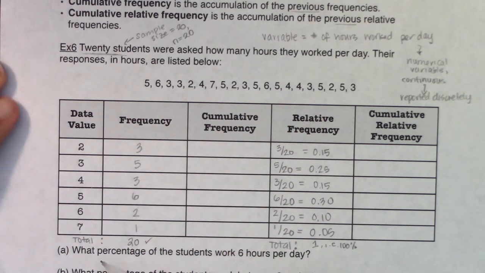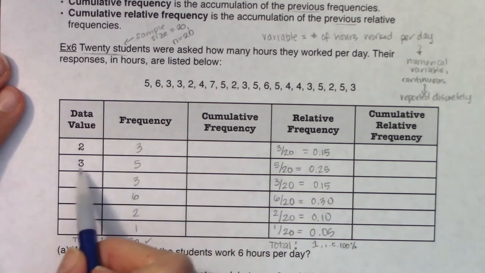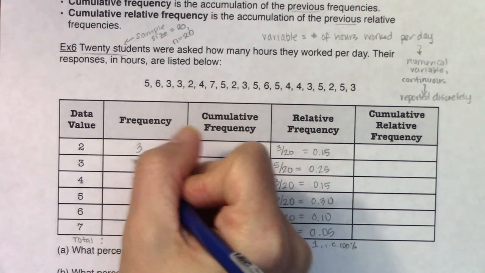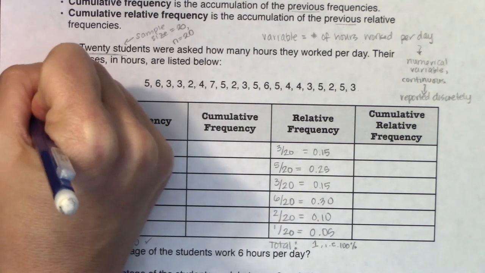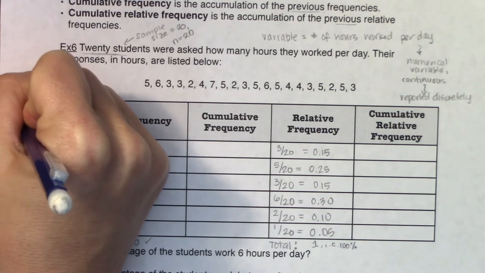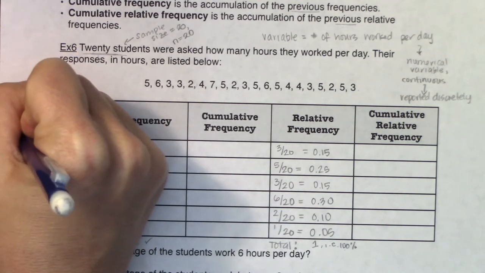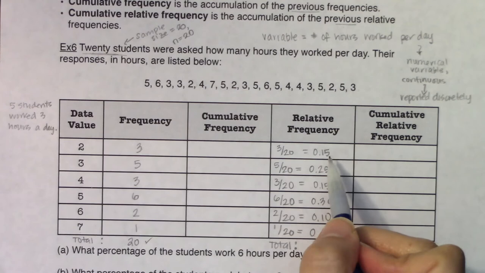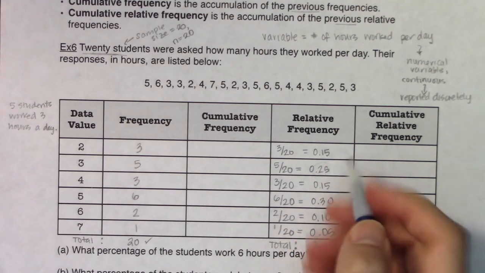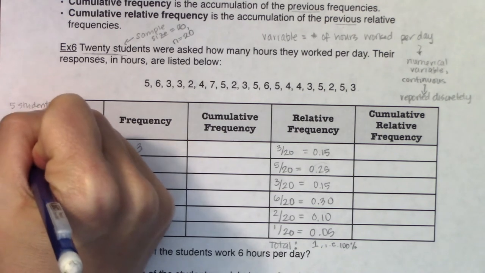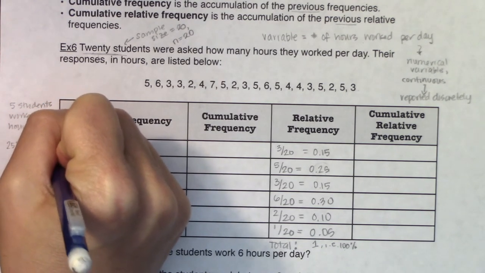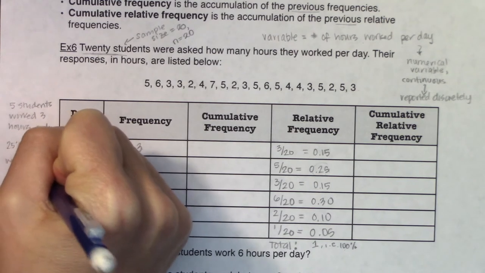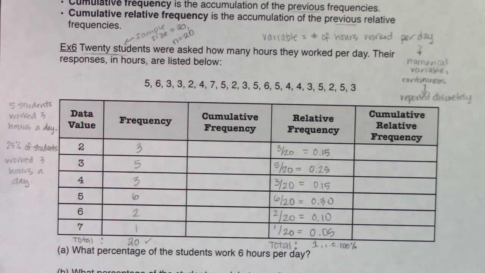And I want to interpret a couple of these just so we can talk about it. So let's talk about 3 and 5. All right, this is saying, if I'm going to write this on the margins here, 5 students worked 3 hours a day. Okay. I want to now look at that in terms of the relative frequency. I could have also said 25% of students worked 3 hours a day. Okay, there's another sentence I could have put together.